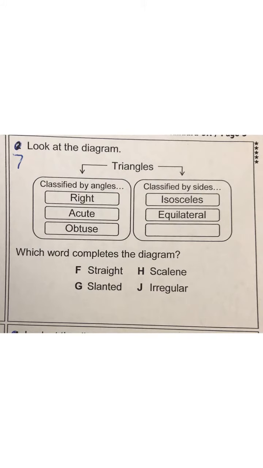Look at the diagram. Triangles. Classified by angles, classified by sides. Which word completes the diagram? F, straight, G, slanted, H, scalene, or J, irregular.